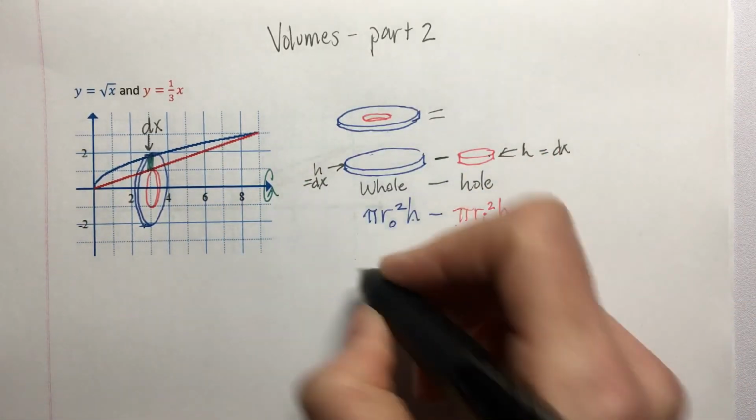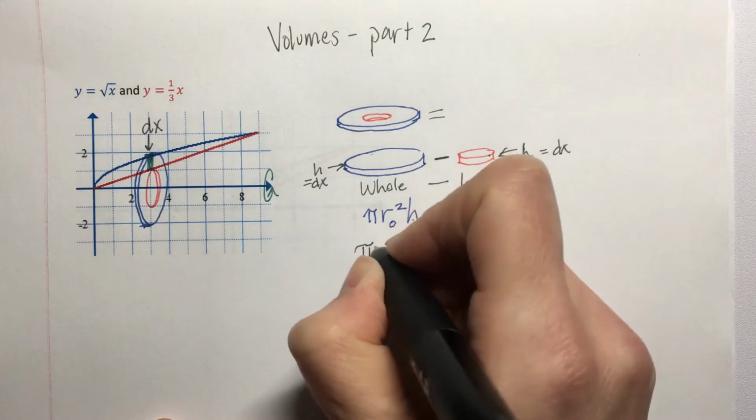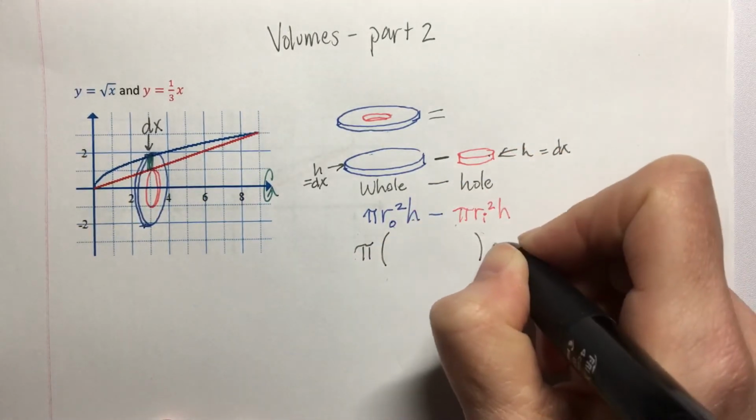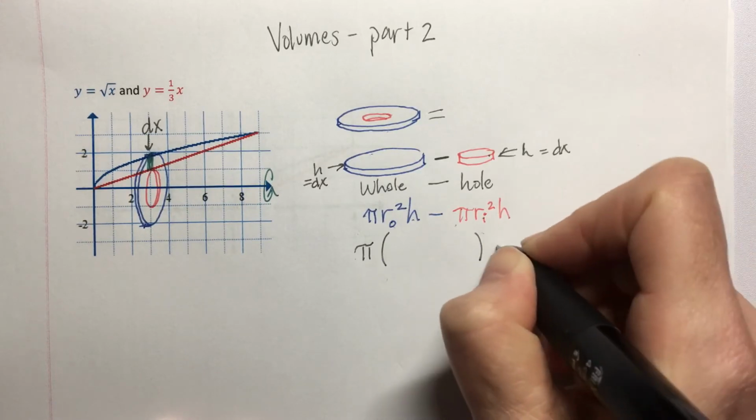And I have this pi. I'm going to factor my pi to the front. This is just setting things up to make things tidy. So I have pi, I'm going to factor the front. I have my h, which I'm going to go ahead and replace with dx.